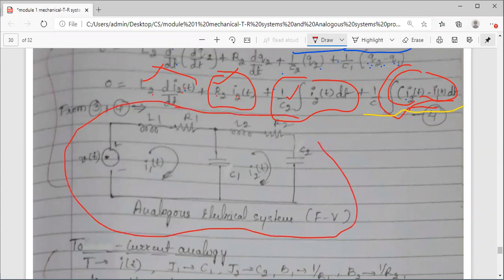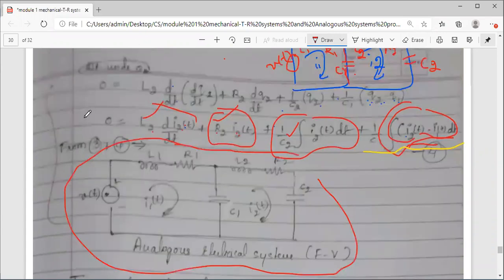Just compare. This is your circuit. Hope you understood this.